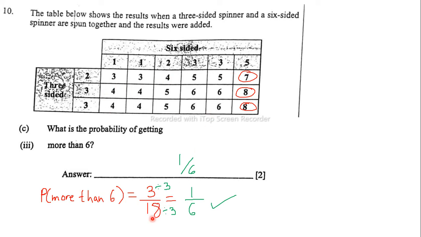Now, what we did is we just reduce it by dividing top and bottom by 3. You get 1/6. Okay.